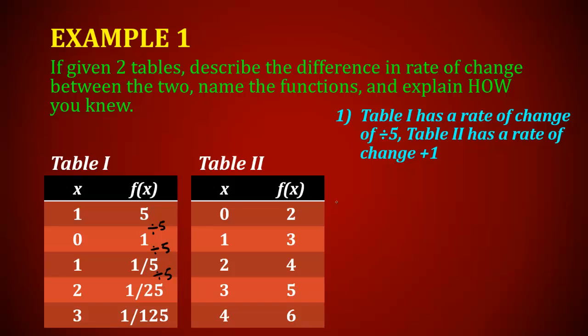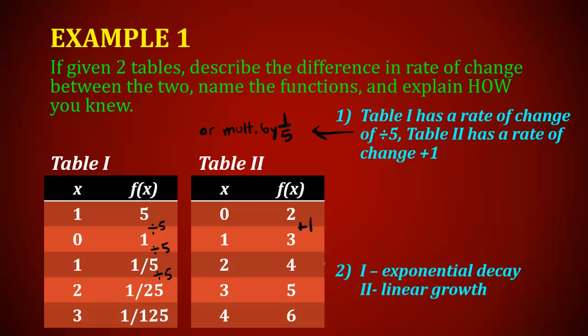All right, or you could say the alternative to this would be multiplying by 1/5. Up to you. Second table, this is going up plus 1 for every 1 this goes up. So plus 1, plus 1, plus 1. So it has a rate of change of plus 1.